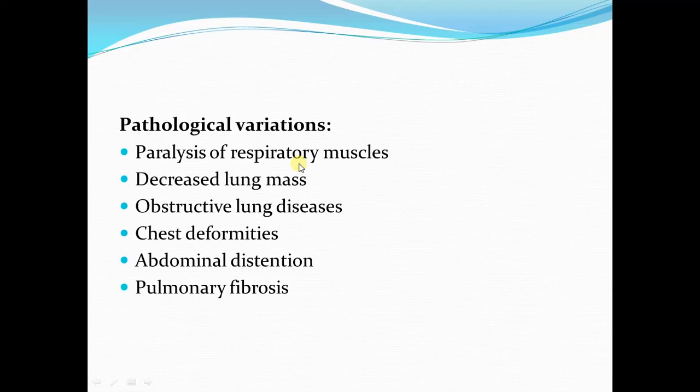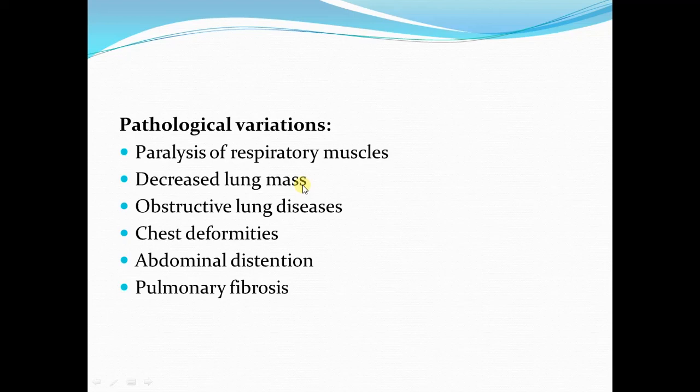Then the next condition is decreased lung mass. Now decreased lung mass may occur when lobectomy is done. Lobectomy means when a lobe of the lung is surgically removed. So when a lobe of the lung is removed surgically, it will result in decreased lung mass. Lung mass can also be decreased in diseases like tuberculosis. So decreased lung mass is associated with a decrease in lung volumes and capacities.